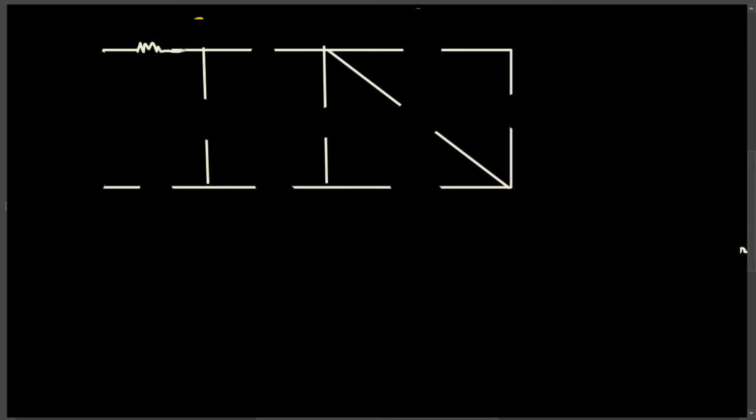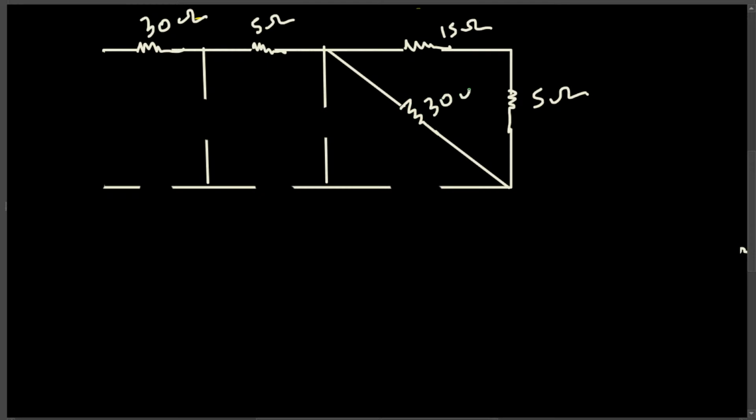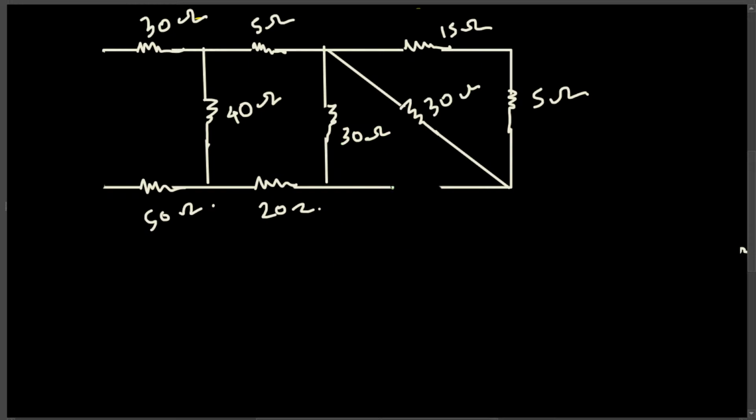Let's say this is 30 ohm resistance, and let's say this one is 5 ohm resistance. Let's say this one is 15 ohm resistance. Let's say this one is 5 ohm resistance. Let's say this one is 30 ohm resistance. Let's say this one is 40 ohm resistance. Let's say this one is 50 ohm resistance. Let's say this one is 20 ohm resistance. Let's say this one is 30 ohm resistance. Let's say this one is 20 ohm resistance.